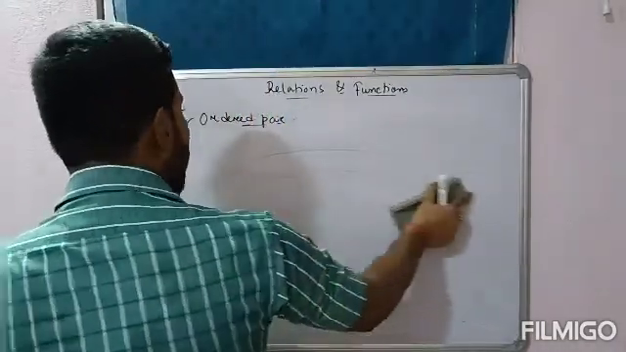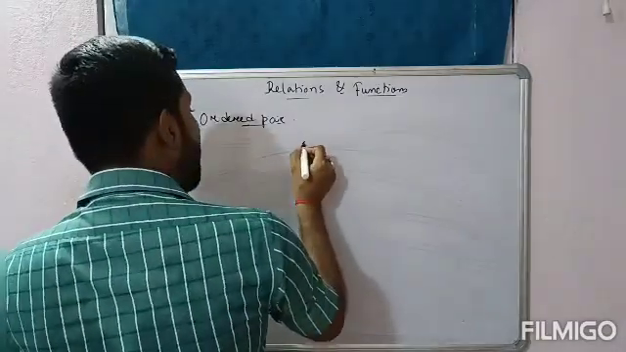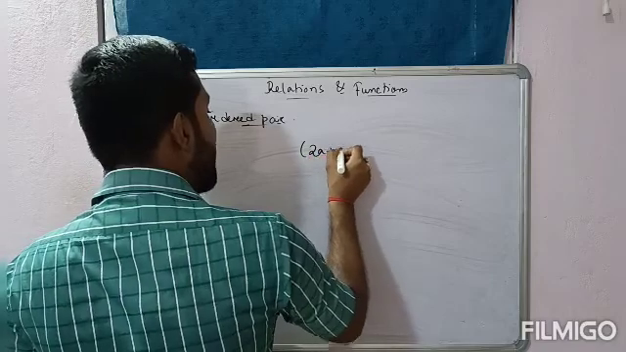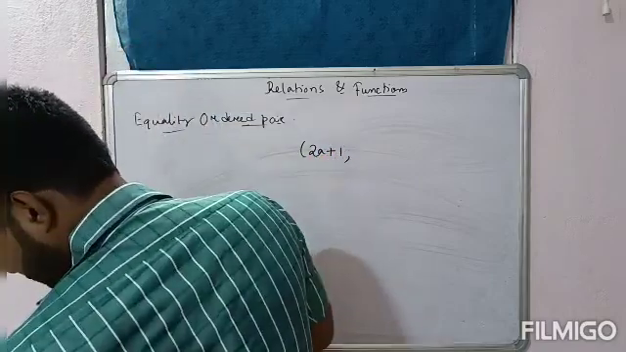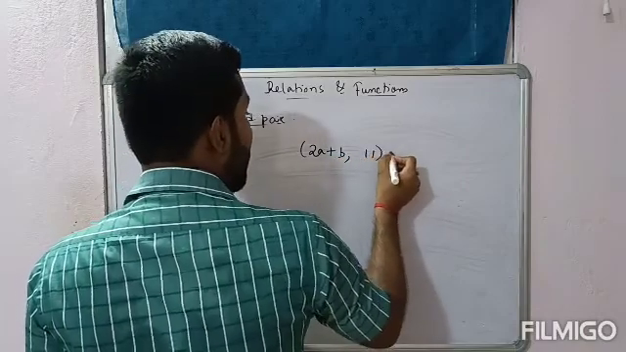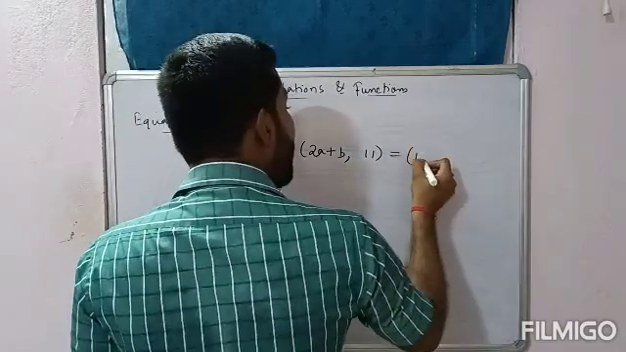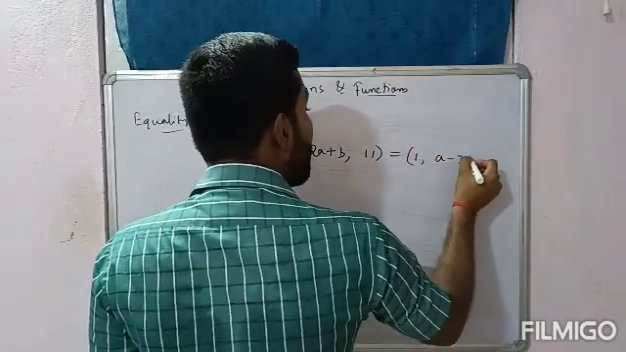Let us take one example. तो फिर और अच्छी तरह से क्लियर हो जाएगा. If (2A + B, 11) is equal to (1, A − 3B).